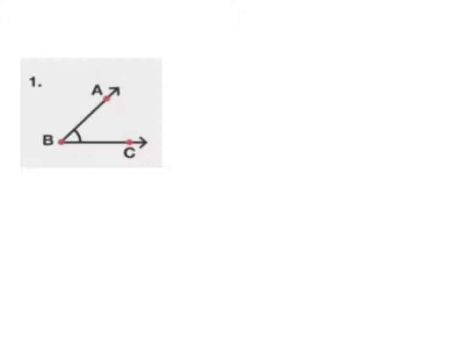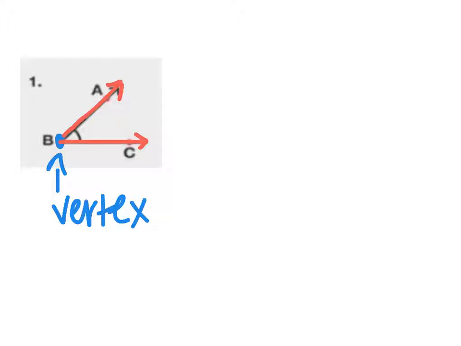So this point right here, B, would be the vertex. The vertex is the point where the two sides meet. It's in the middle, kind of like the point of the angle. So the vertex is B. The sides would be the two rays from B to A and from B to C. Those would be the sides.